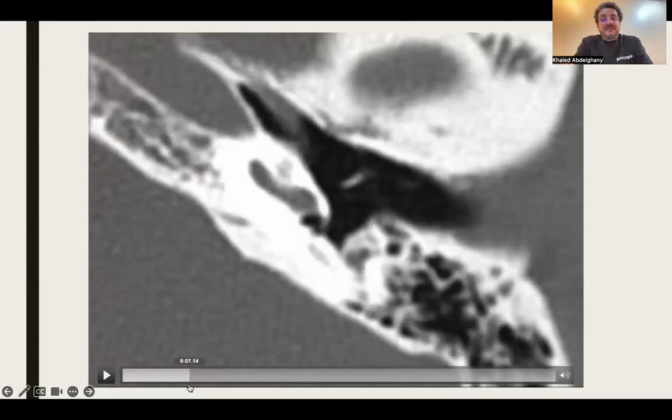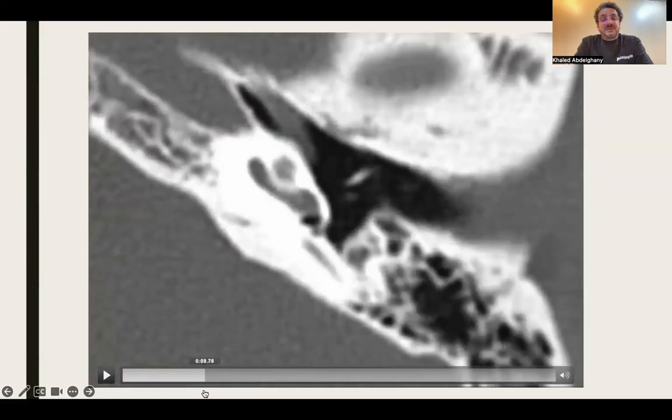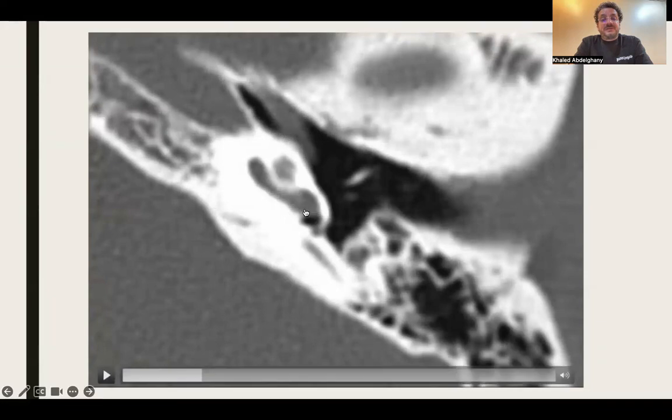Well-developed interscalar septa, this is the name of these bony septa, will keep the configuration of 2 and a half up to 2 and 3/4 turns of the cochlea, maintaining the spiral shape.